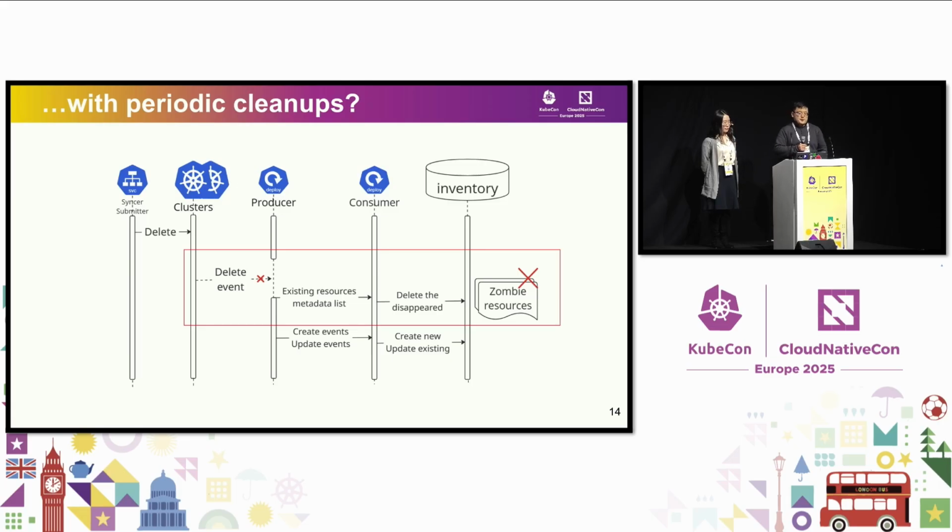Now, if a user tries to use the API to ask about the resource again, he will get the correct answer this time. So this method ensures the inventory table is consistent with what actually happened in our Kubernetes cluster.